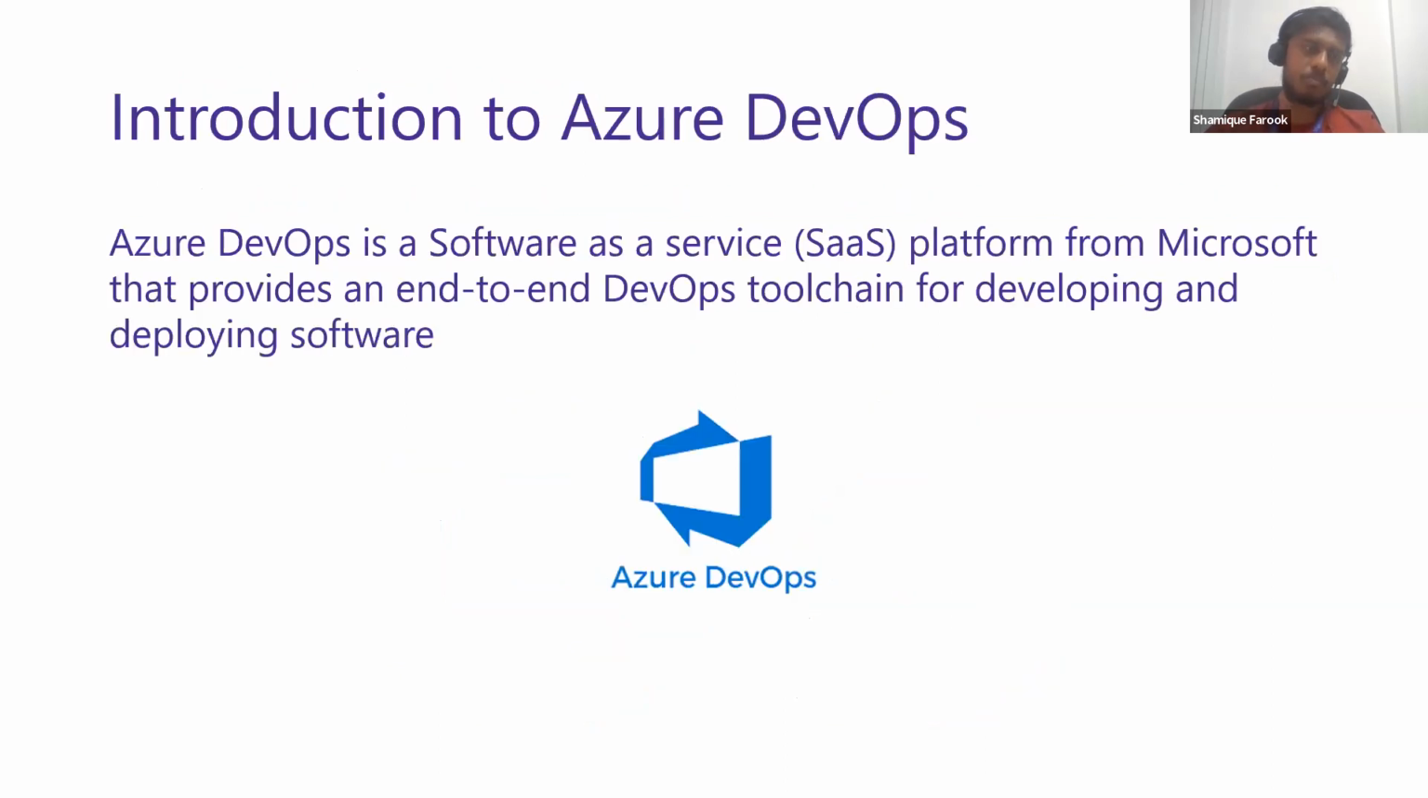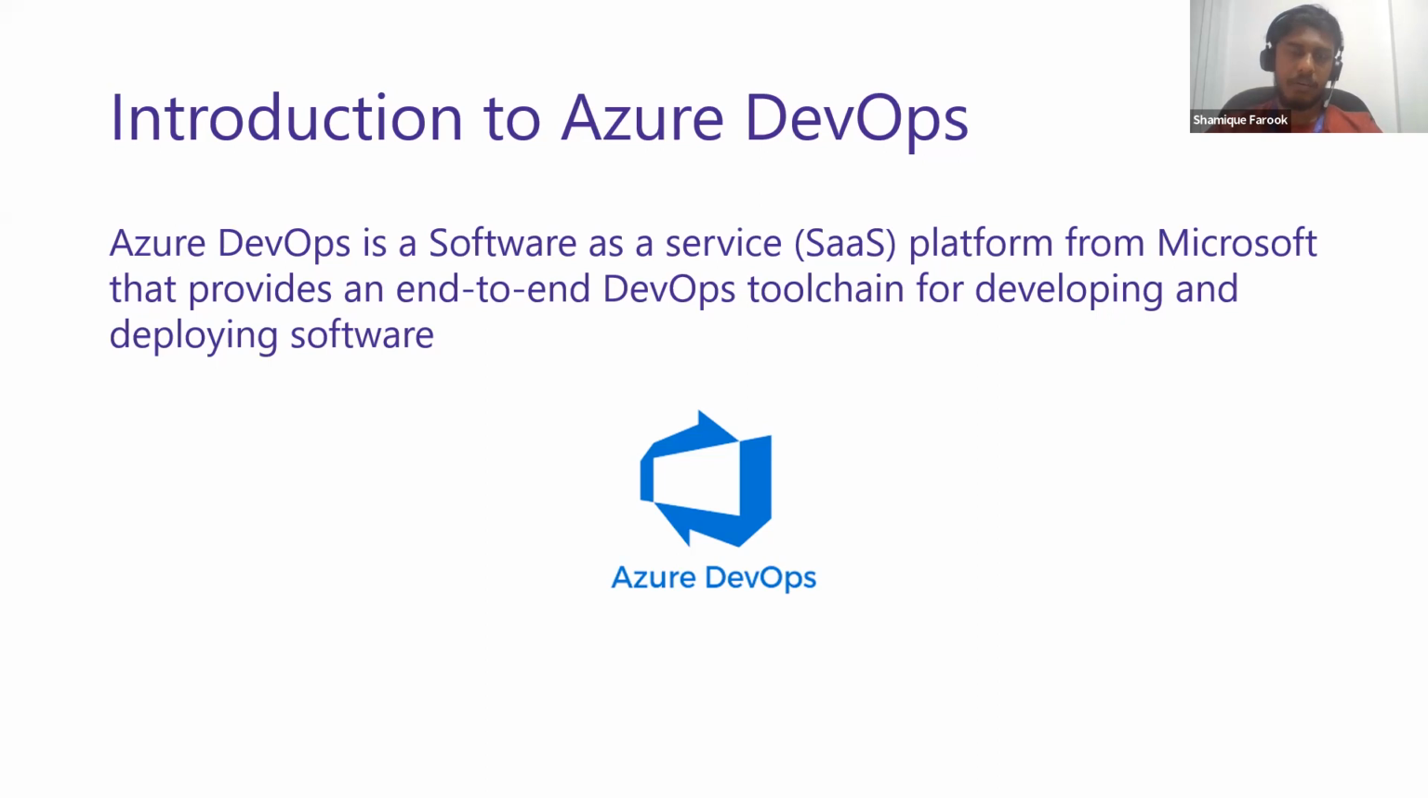Now let's move forward to the introduction to Azure DevOps. Azure DevOps is a software as a service platform offered by Microsoft. It provides an end-to-end DevOps toolchain for developing and deploying software applications. Using Azure DevOps, we can deliver software faster and more reliably, no matter how big your IT department is or what tools you're using. With Azure DevOps, it is much easier to continuously integrate and continuously deploy.